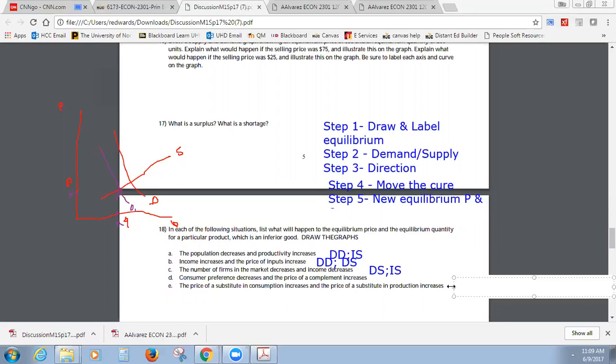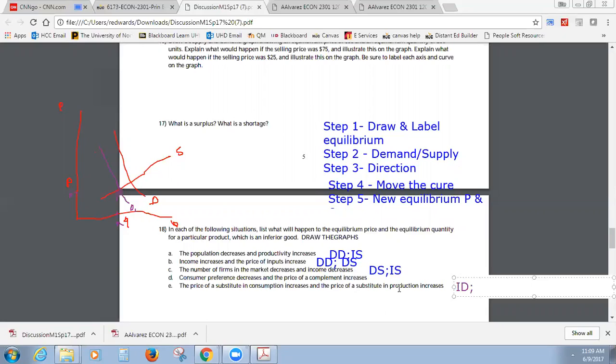So two goods are substitutes for each other, like let's say Heinz and Hunt's. The price of Heinz goes up, which means that if this is a substitute for the good I'm looking at in that substitute market, and the price of the substitute goes up, then people are now going to want to demand this good, all right? So it's going to be an increase in demand. And at the same time, the price of a substitute in production increases. That has to do with substitutes in production.